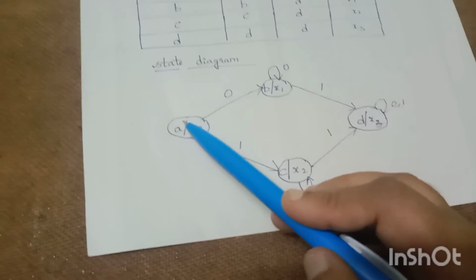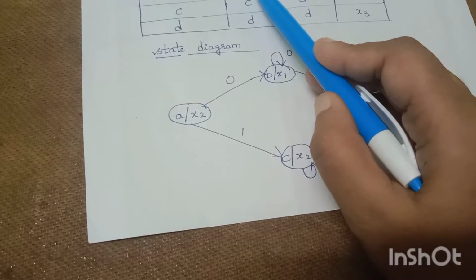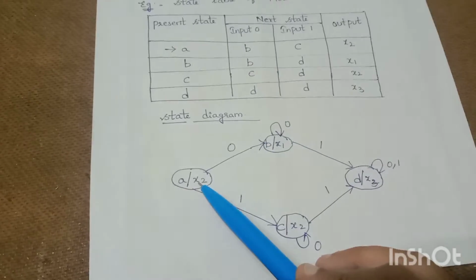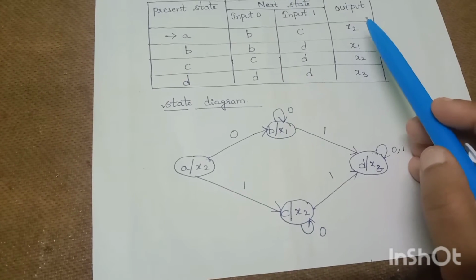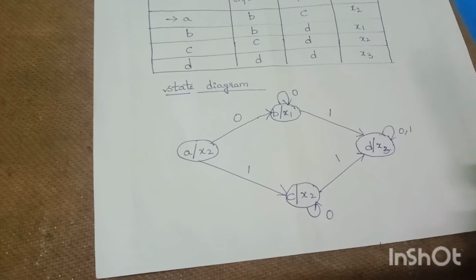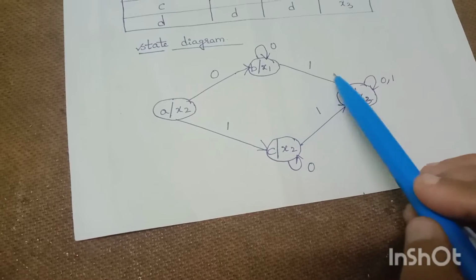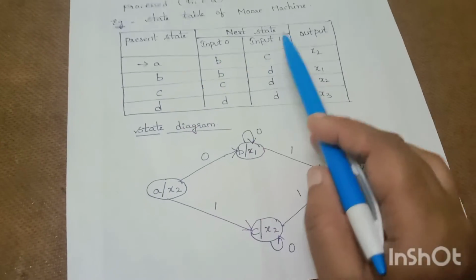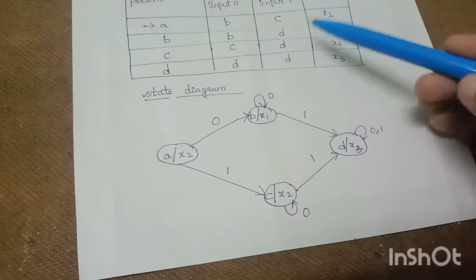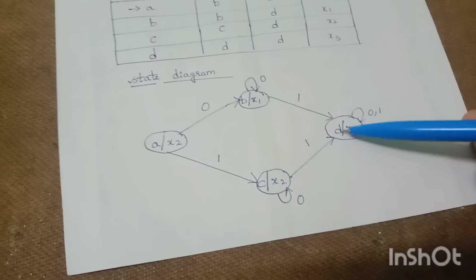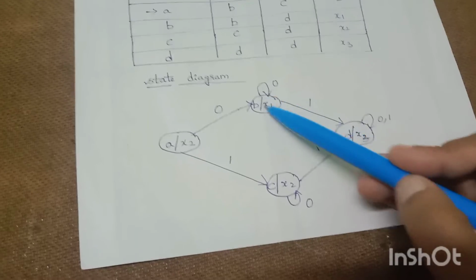Now let's see A on taking input 0. A on taking input 0 reaches state B, and the output is x2. Now B on taking input 1 reaches state D, and the output is x1.